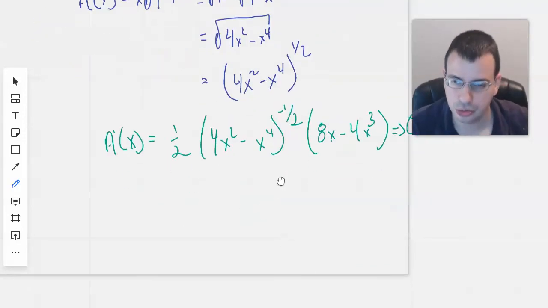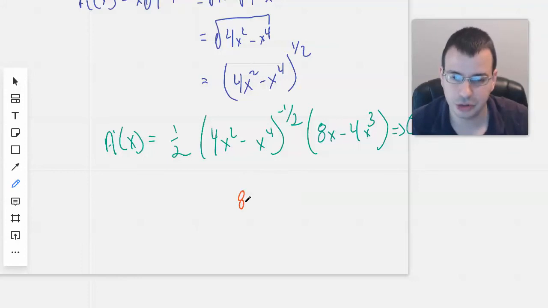Back to finding the derivative, setting it equal to 0.